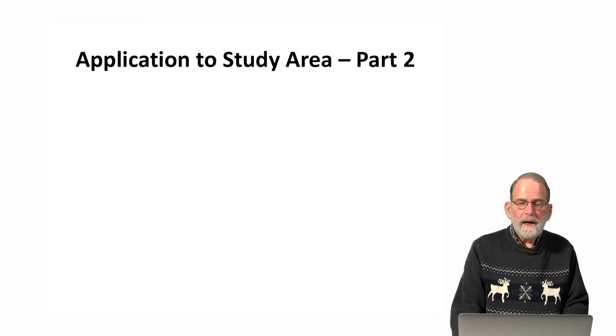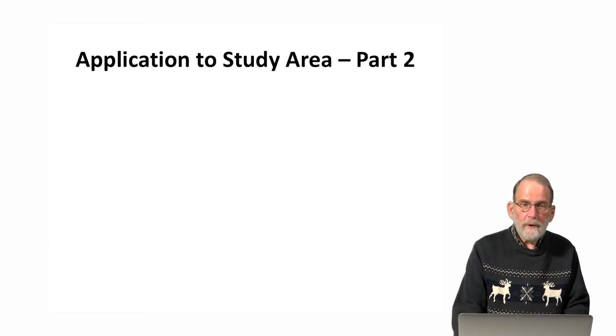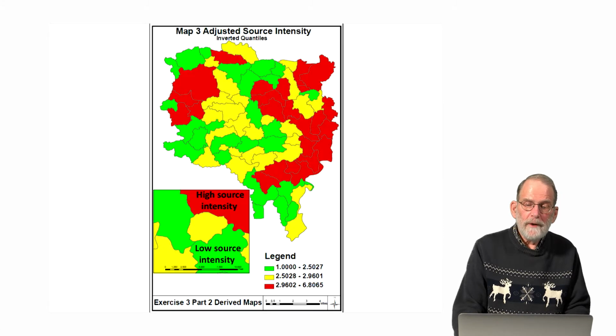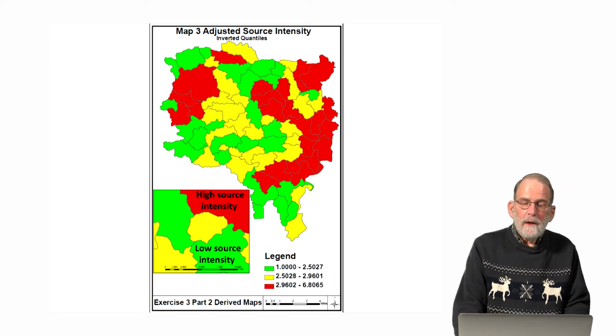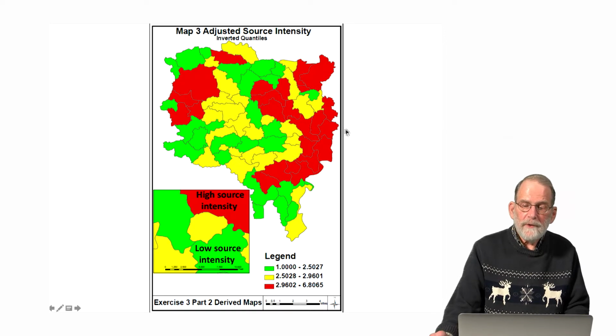In talking about application to study area in part 2, then, we're going to make sense out of the material that I just talked about in terms of applying the factors to our study area. This map shows something called source intensity. This is the percent of a given hydrologic unit. Again, these smaller areas inside of the black lines represent essentially discrete watersheds within the larger landscape.